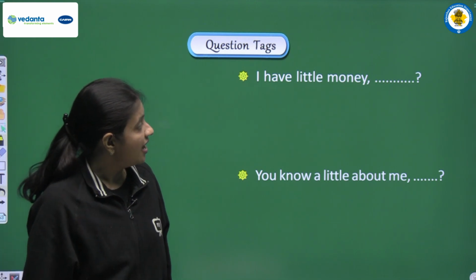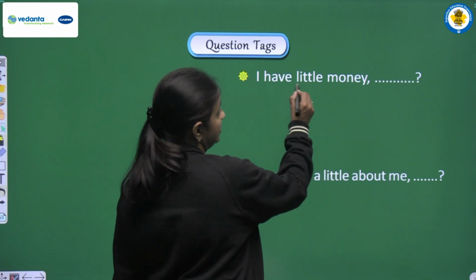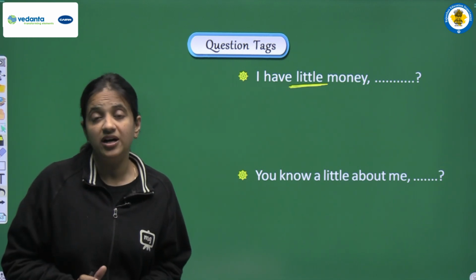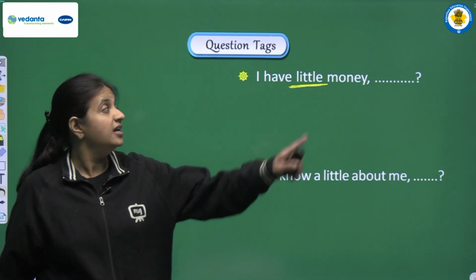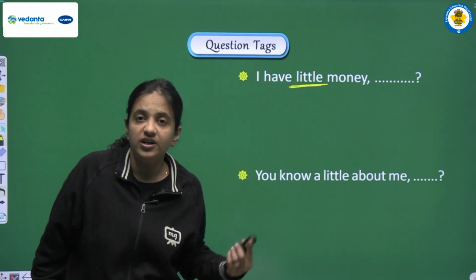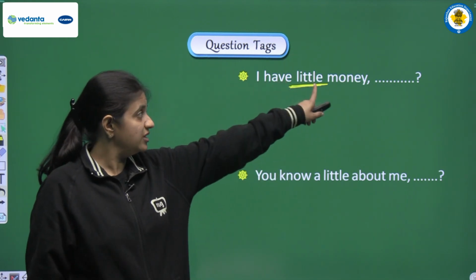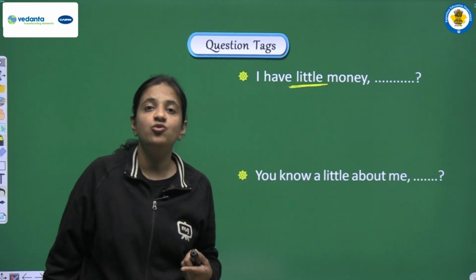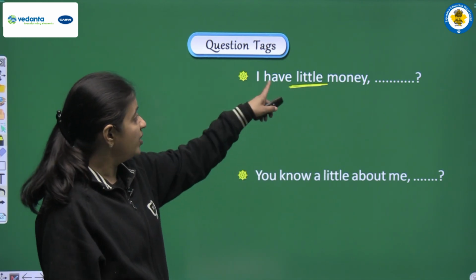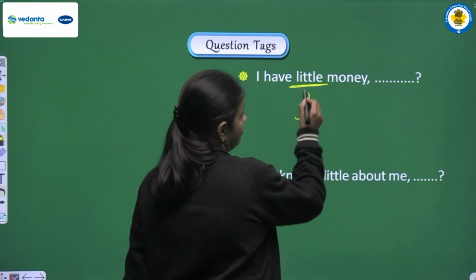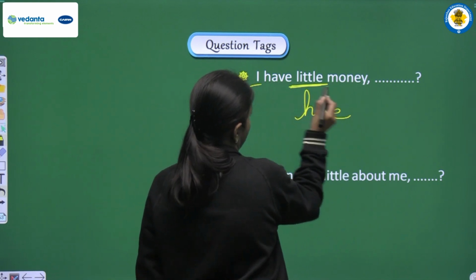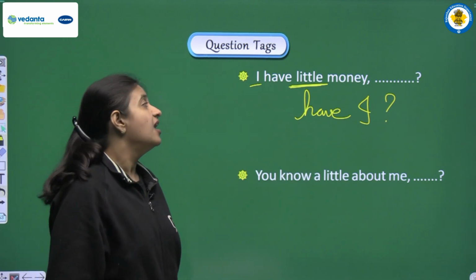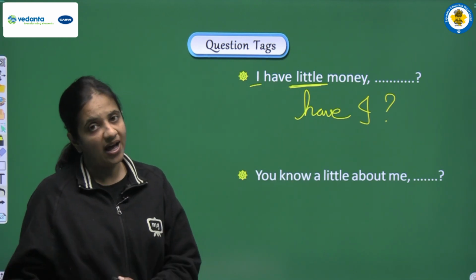Next is "I have little money." So in this sentence we are having "little". Little, yes, it is also a negative word. You have to be very careful, students. Little is regarded as a negative word, and because of this word we are having a negative sentence. So now the question tag will be positive. We are having "have" as the auxiliary. We will use the same "have" and "I". So the question tag will be "have I", and the sentence is "I have little money, have I?"